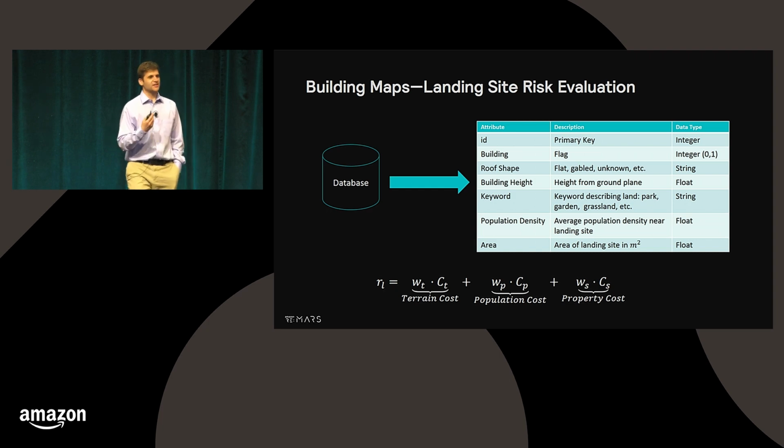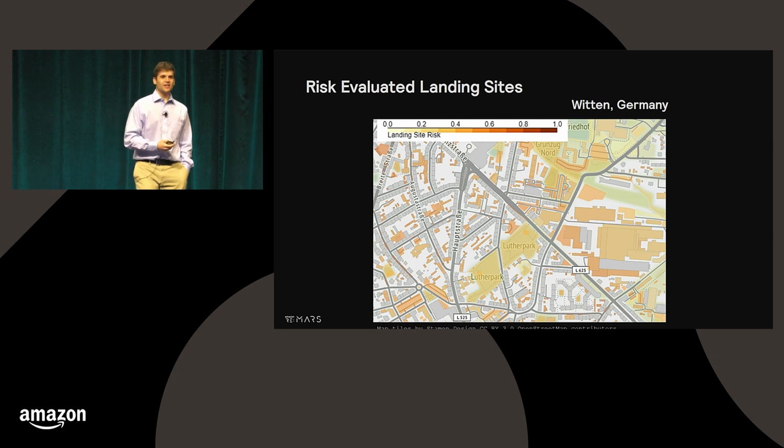And population cost takes into account census information and so forth, and real-time population, and then also property cost. After we do that, this is what a landing site database would look like if you were looking at Witten, Germany. You can see in the center Luther Park, highlighted yellow, and the yellow means it has a lower landing site risk.